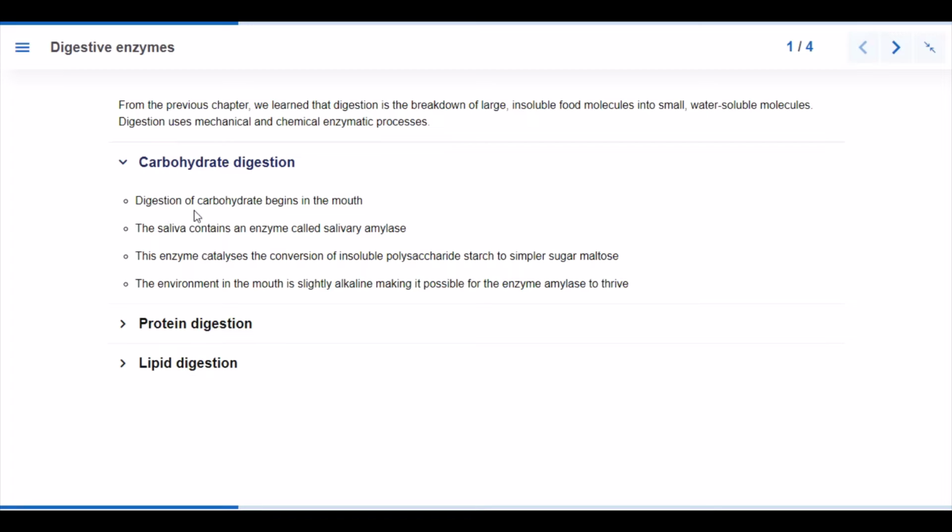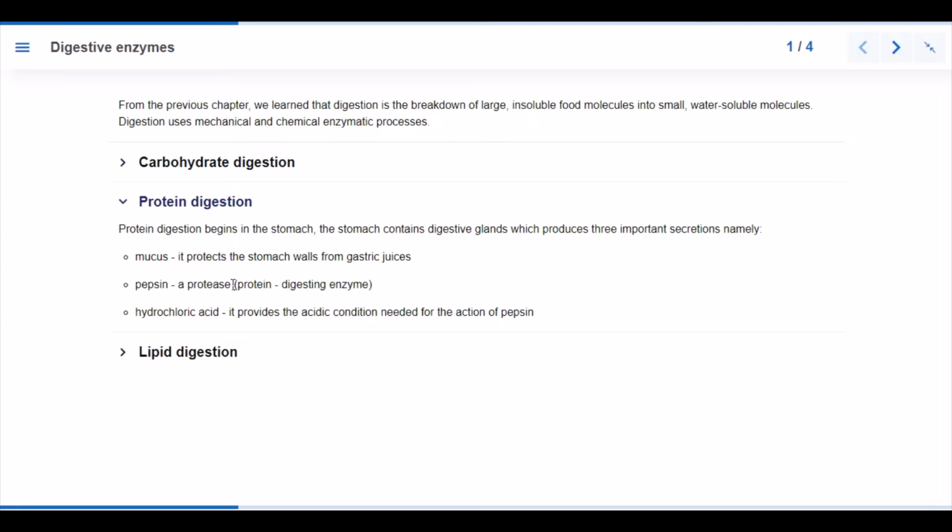Carbohydrate digestion. Digestion of carbohydrate begins in the mouth. Saliva contains an enzyme called salivary amylase. The enzyme catalyzes the conversion of insoluble polysaccharide starch to the simpler sugar maltose. The environment in the mouth is slightly alkaline, making it possible for the enzyme amylase to thrive.